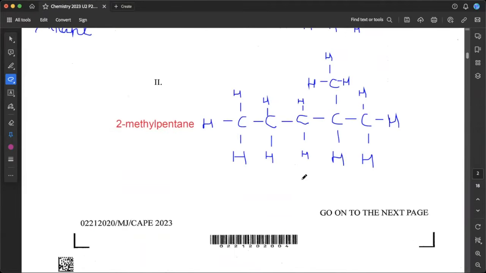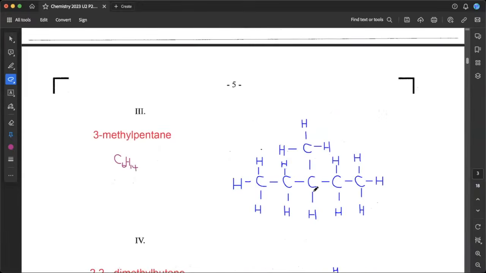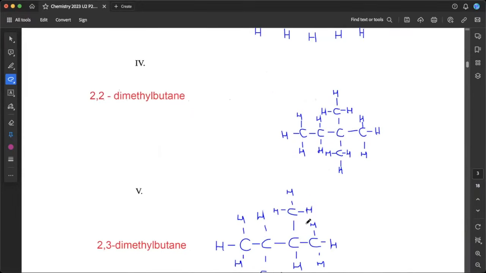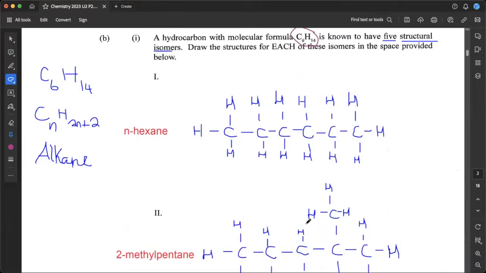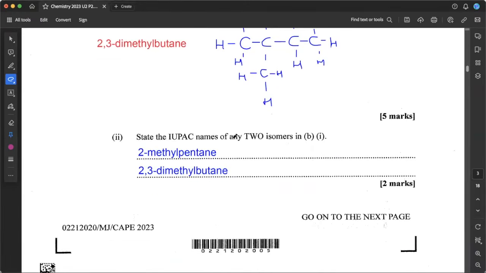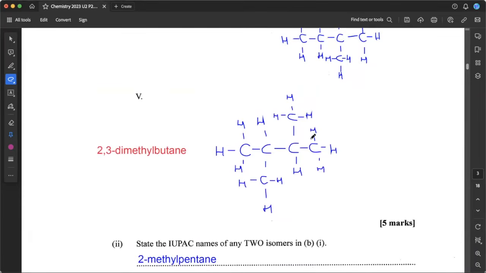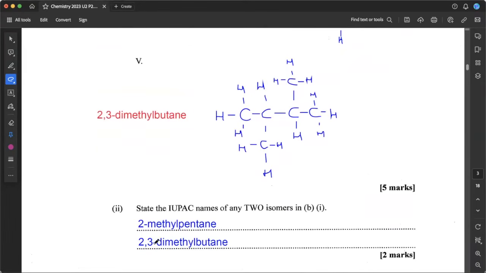And so those are our 5 isomers. We have this one up here, and then this, and this. So that's 5 of them. Then the next question is asking us to give the IUPAC names of any 2 isomers in B. I named them as I went along, just to make sure that I don't have any duplicates. So we can say we have 2-methylpentane and 2,3-dimethylbutane. So this is my 2,3-dimethylbutane.